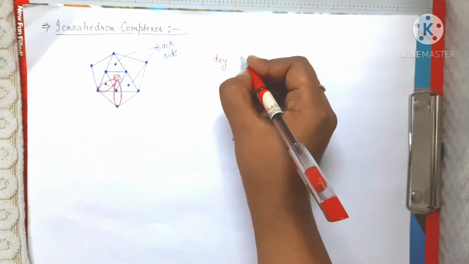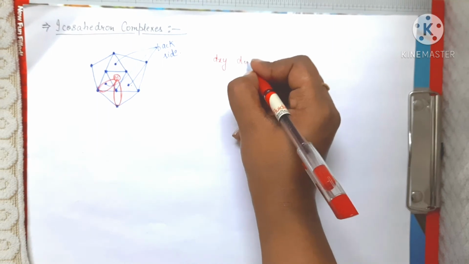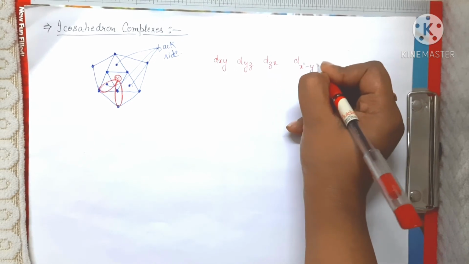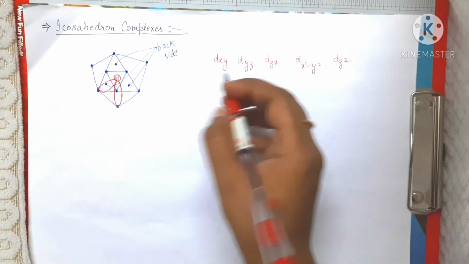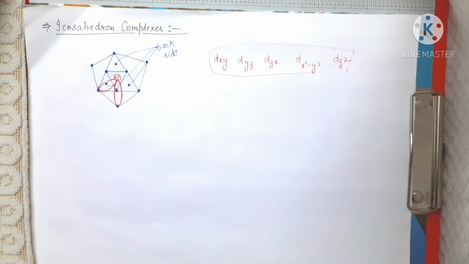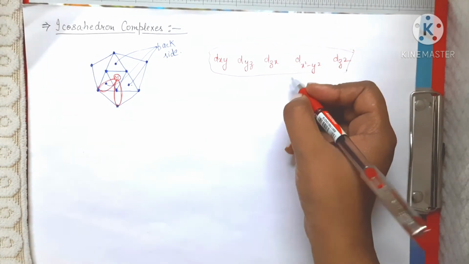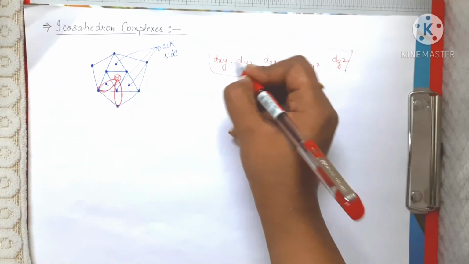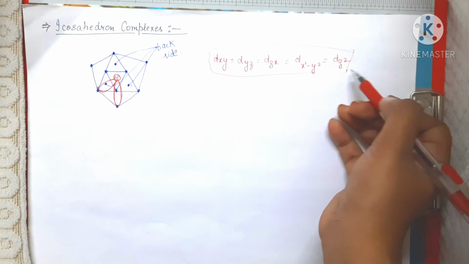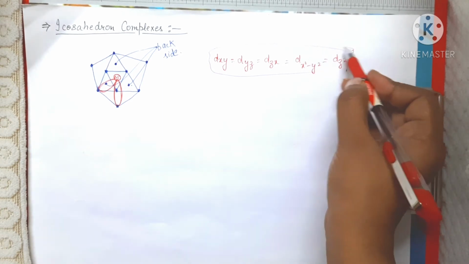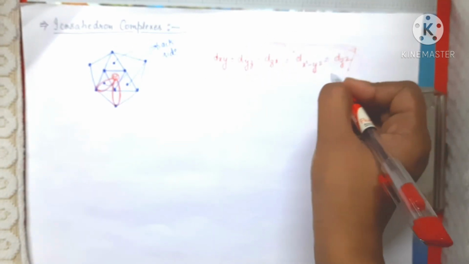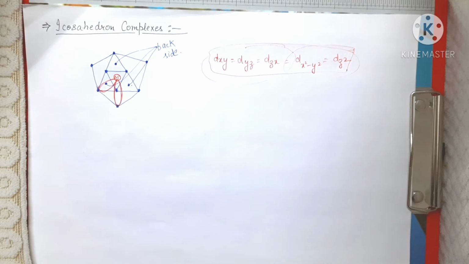if we look at these 5 d orbitals, dxy, dyz, dzx, dx square minus y square and dz square, then all these 5 orbitals are facing the ligands directly. So that is the reason all these 5 orbitals are going to have the same energies, because all the axial and non-axial orbitals are facing the ligands directly. So this is all about the icosahedron complex.